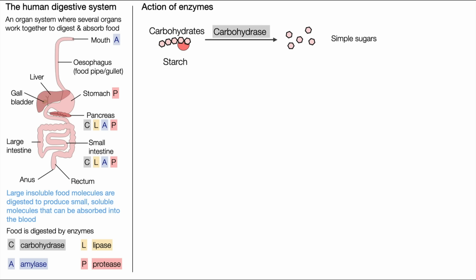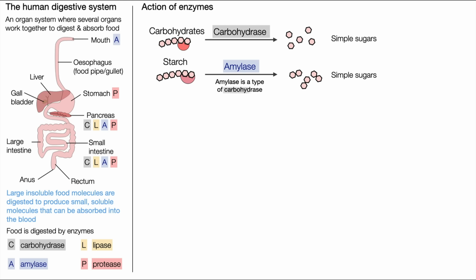We also have an example of a carbohydrate called starch. Here's a small molecule of starch. This is broken down by amylase. Amylase is a different enzyme, so as you can imagine, it has a different active site. The shape of the active site is different, but it works in a similar way in that the active site fits the starch molecule and it breaks it down also into simple sugars. Remember, amylase is a type of carbohydrase enzyme.